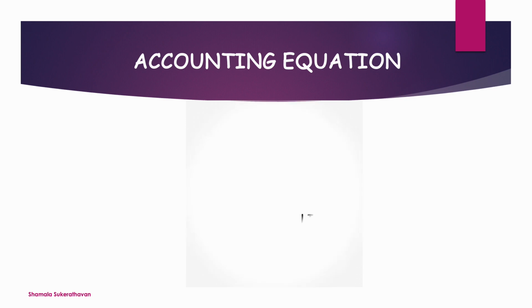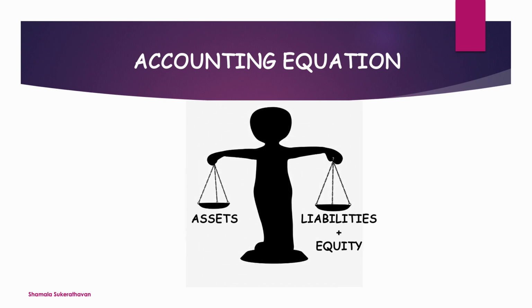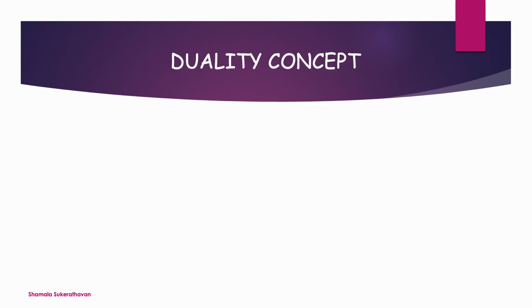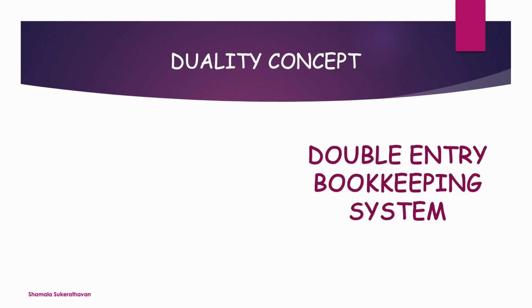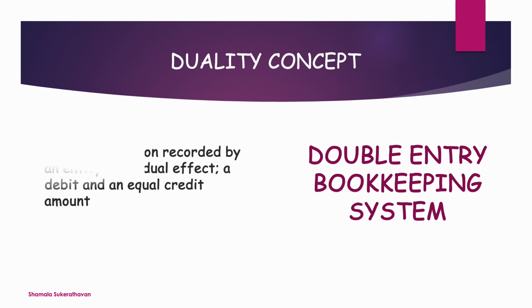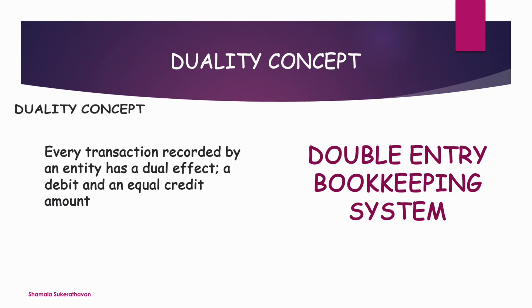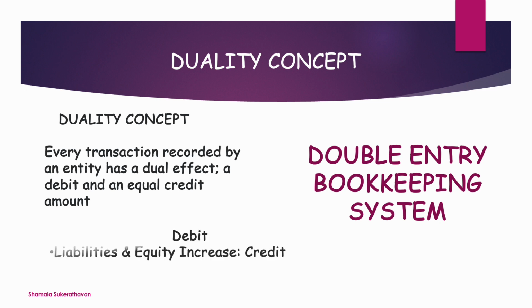So, how do we keep this accounting equation in balance? To keep the accounting equation in balance, we adopt a double-entry bookkeeping system to record transactions. To ensure the accounting equation remains in balance, there is an equal debit and credit amount, the Duality Concept. If an entity's assets increase, we shall debit, and to keep the accounting equation in balance, we shall credit to record increases in liabilities and equity.